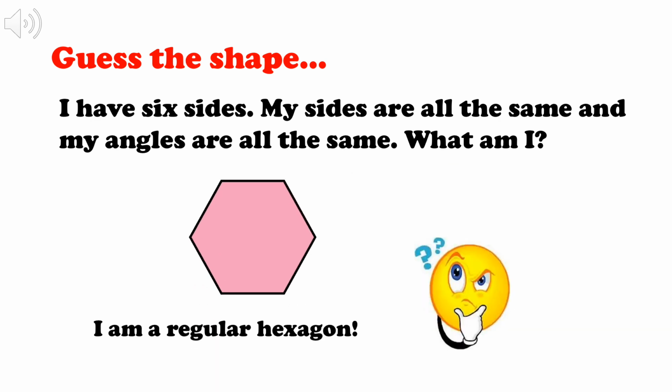Excellent, well done. The answer is I am a regular hexagon, and we know the answer is a regular hexagon because the clue is my sides are all the same, they have 6 sides and the angles are all the same.